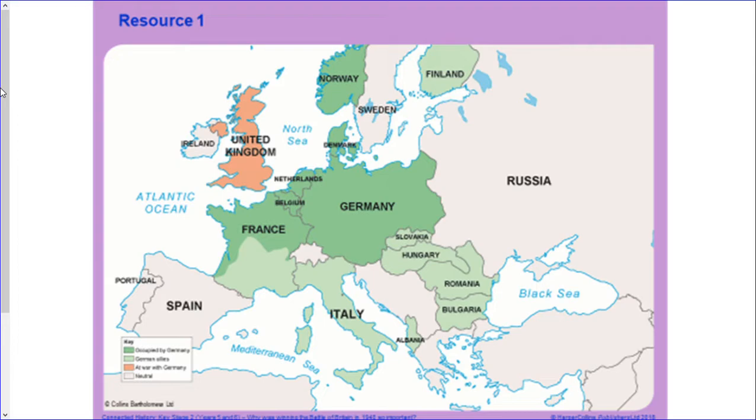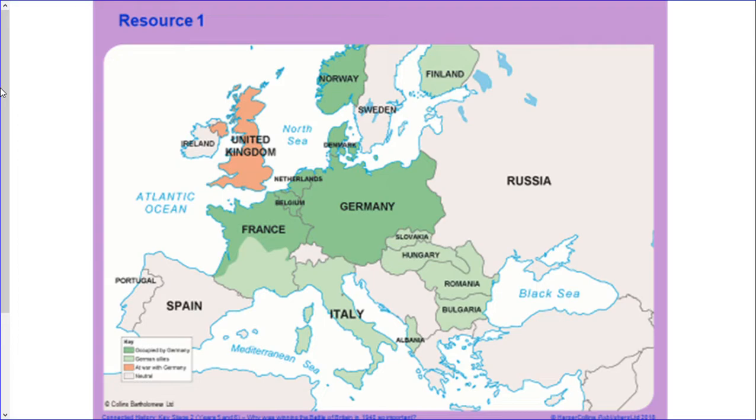The dark green countries are occupied by Germany. So at this moment in time, those countries, Germany have invaded, they own those countries. The lighter green countries that you can see, so we've got Italy, Hungary, Romania, Bulgaria, they are all German allies, which means that they are friends with Germany. And the colours that are like a pale pinky purple, they're neutral, so they're not on either side. And the countries that are in red are at war with Germany.